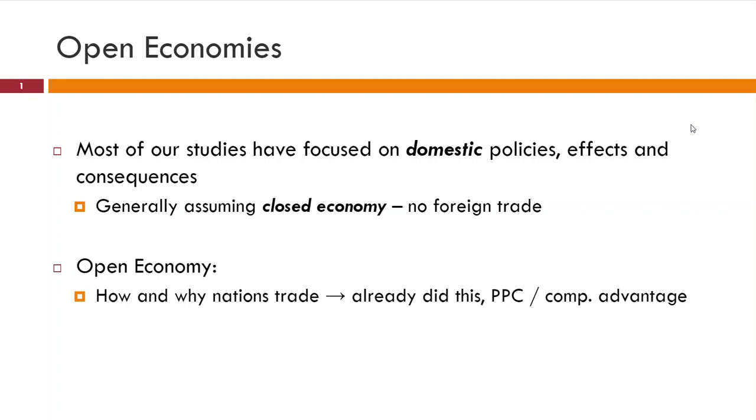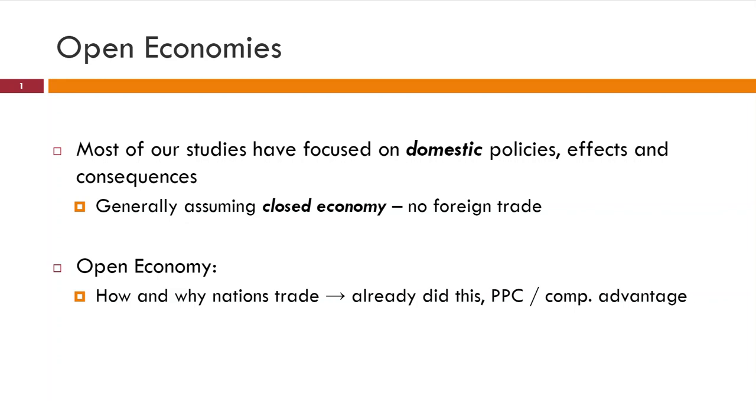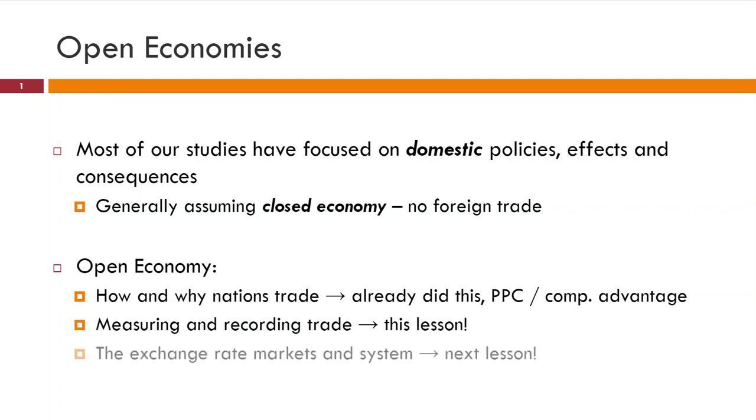Now, the first thing we need to know is how and why nations trade. That is actually the one thing we've already done. We've already talked about comparative advantage, and we've talked about using a PPC to show why nations might be interested in trading with each other. But the two additional things we need to do is talk about how governments measure and record the trade that takes place between countries, and then talk about exchange rates and how exchange rates influence trade between nations.